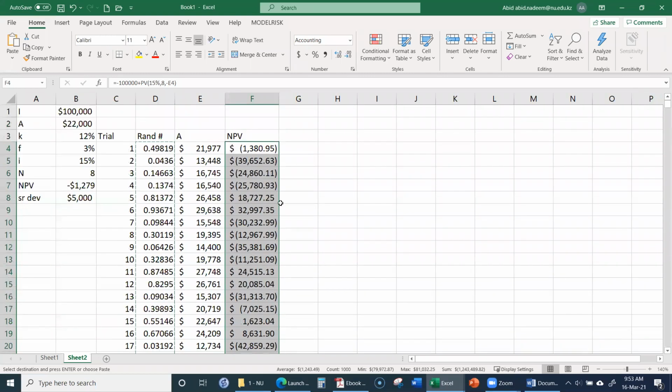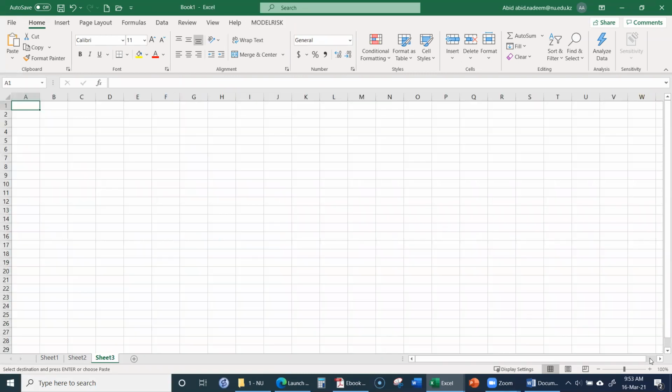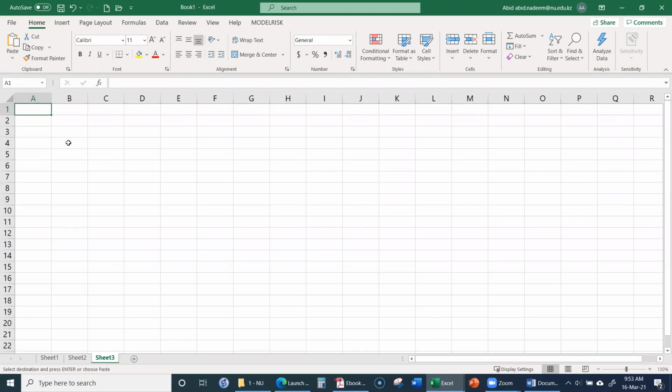Okay, we can plot these values, and then we can see the distribution. But I will not do the plotting over here. I want to show you this simulation program over here. For this simulation program, which is called Model Risk, we need to set up the sheet first. Okay, so I will set up this sheet.